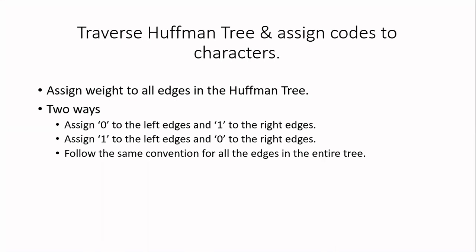And when you are doing so, you have to follow a convention. The convention is, if you assign 0 to the left edge, you have to assign 1 to the right edge, and this process should be followed throughout your entire tree. You cannot change the process in the middle. If you choose to apply 0 to the left edge and 1 to the right edge, the same thing should be followed throughout the entire tree. Otherwise, you can choose 1 to the left edge and 0 to the right edge. Choose any one of these two methods and then proceed with your process. Now I am going to select the first method. In my tree, if I encounter any left edge, I'll be assigning 0. If it is a right edge, I'll assign 1.